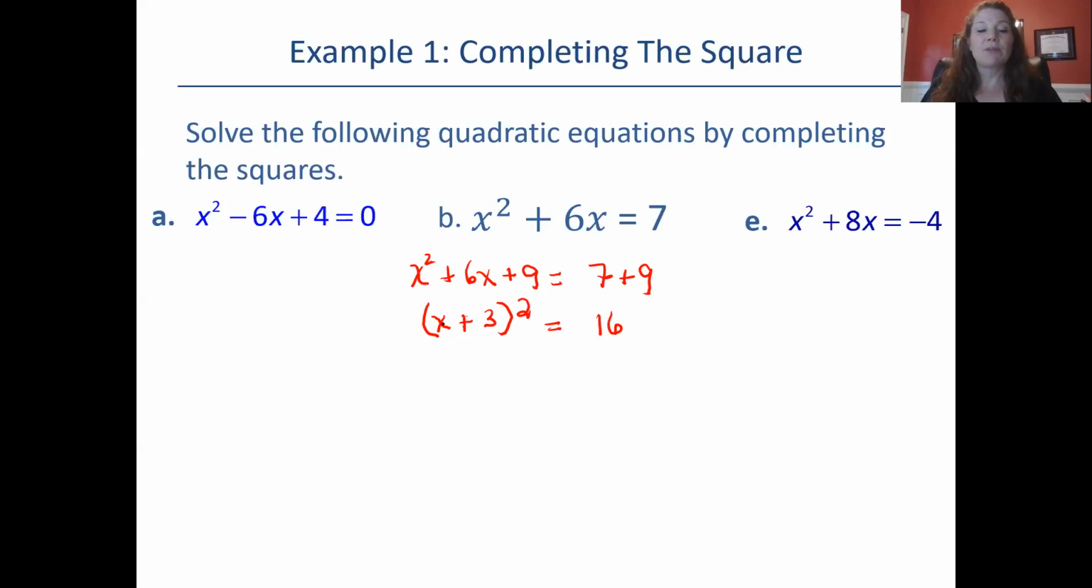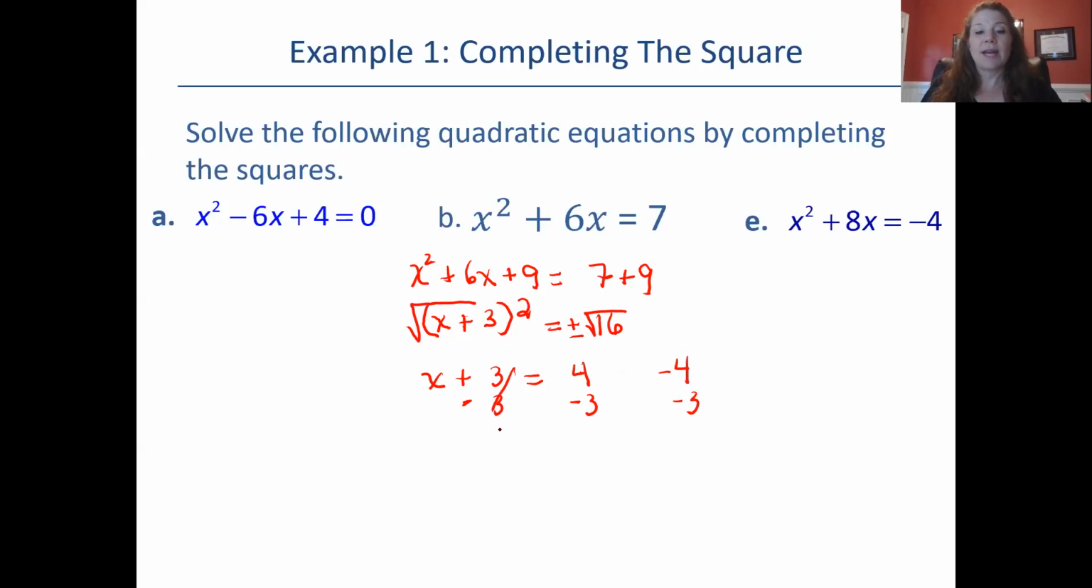So now how do you get rid of that square? Well, you do the opposite. You find the square root. Whatever you do on one side, you do on the other. Whenever we write that square root, we're going to write plus and minus. So now we have x plus 3 is equal to positive 4 and negative 4, because 16 is a perfect square. So last thing we're going to do is subtract 3 from both sides.